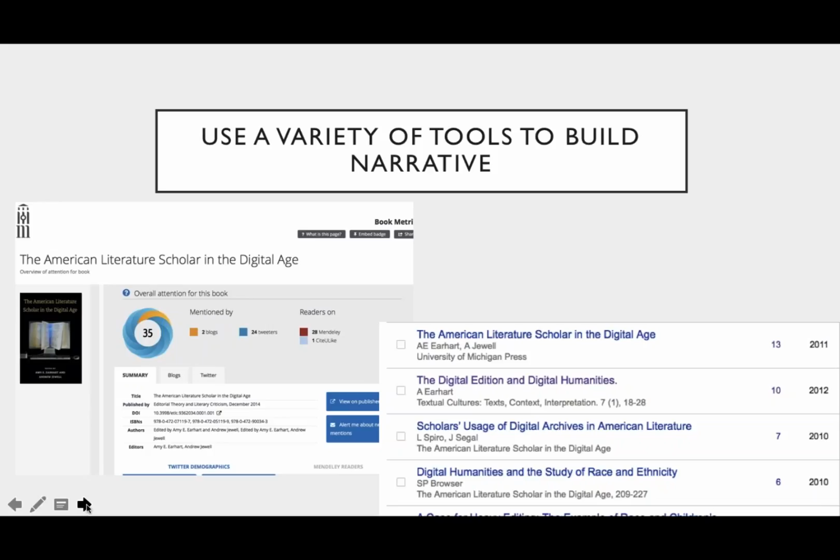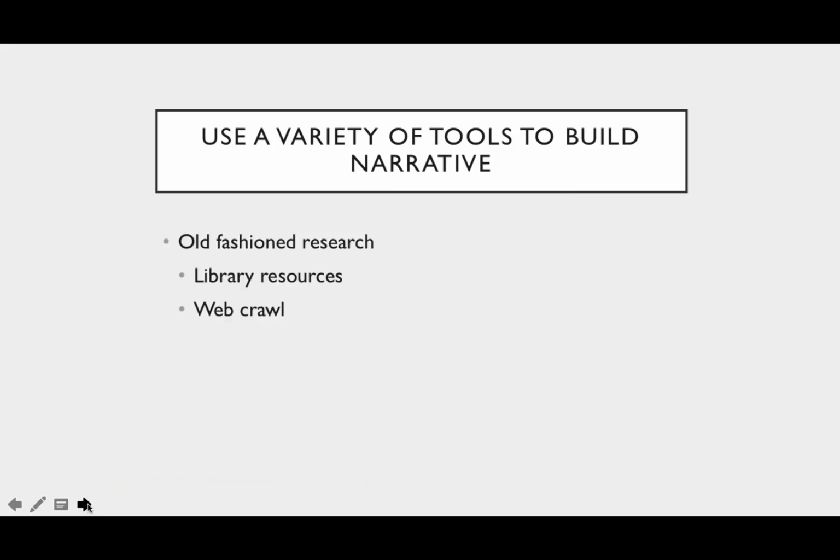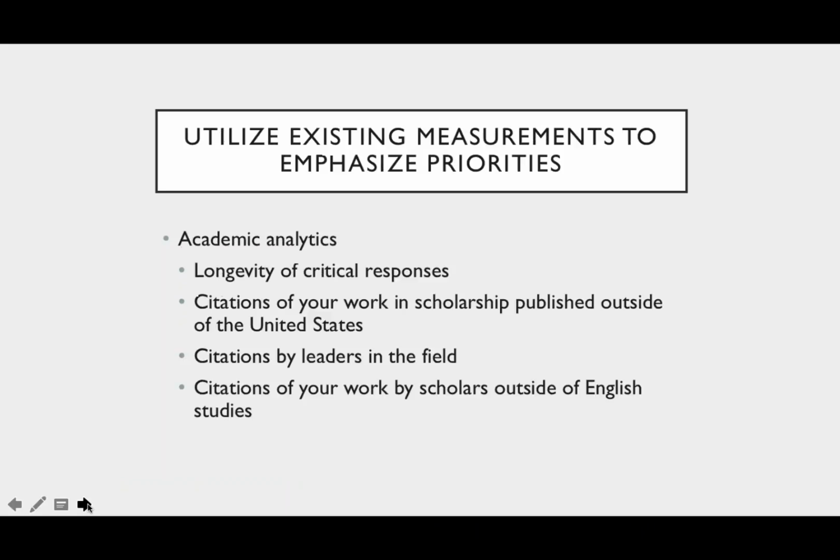All right, and along with that, I think you use a variety of tools to build that narrative. So the University of Michigan Press has put the Altmetrics tools onto their open access materials, and you can look up and see who's talking about your work on blogs, who's talking about your work on Twitter. This is really crucial, especially because, as you see over here, this is the same book that's being highlighted. Here's American Lit Scholar in the Digital Age being highlighted on Google Scholar. Here it is with Altmetrics, but what you can see is that Google Scholar is actually fairly inaccurate because these two items are chapters within the book, but not being picked up as the overall metrics. So we need these alternative metrics to build our narrative. And of course, we can't discount old-fashioned research, library resources, and web crawls.